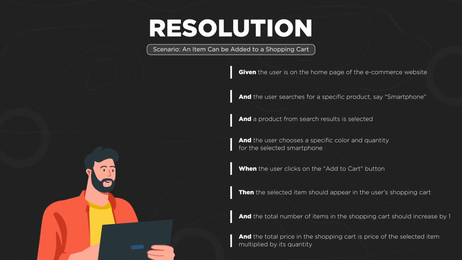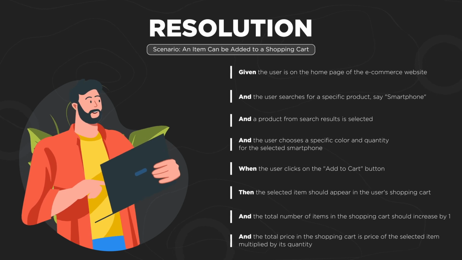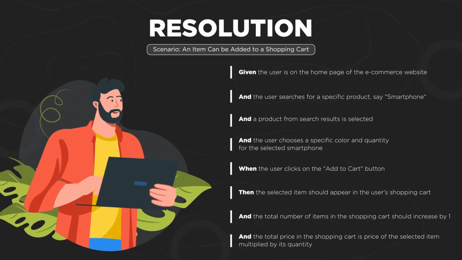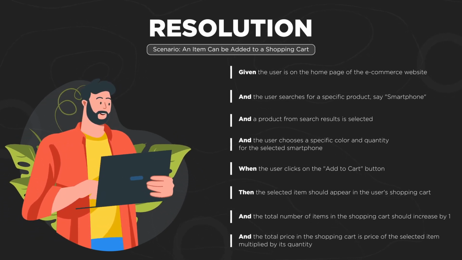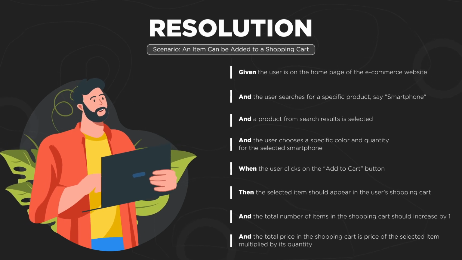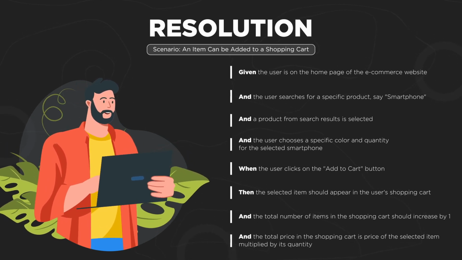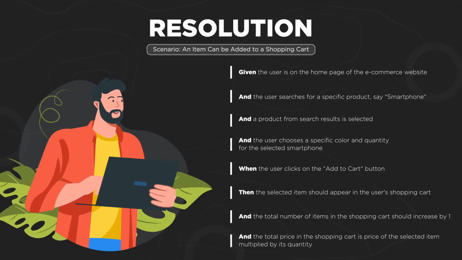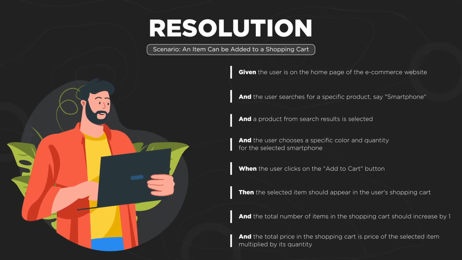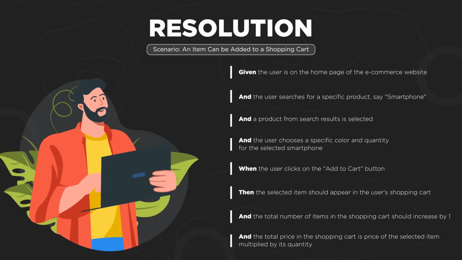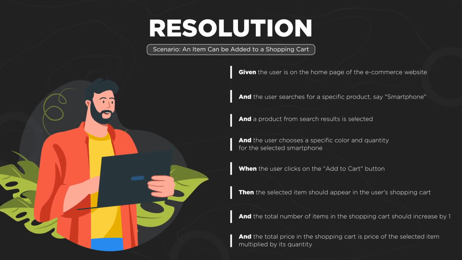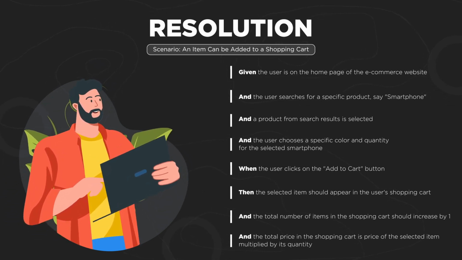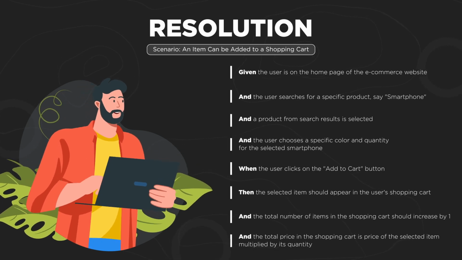In short, each step of the given BDD scenario is crafted to represent a logical sequence of user actions and system responses during a typical e-commerce interaction. This scenario effectively addresses the task's requirement by focusing on a specific functionality, adding an item to the cart in this example, and detailing the user journey, expectations, and system behaviors.